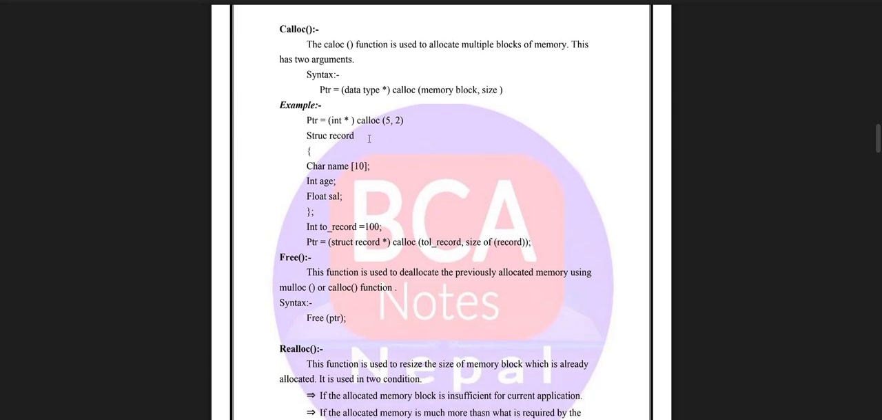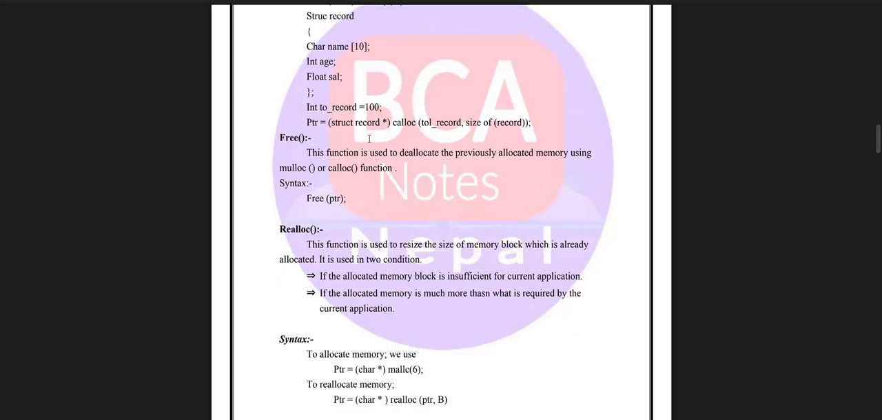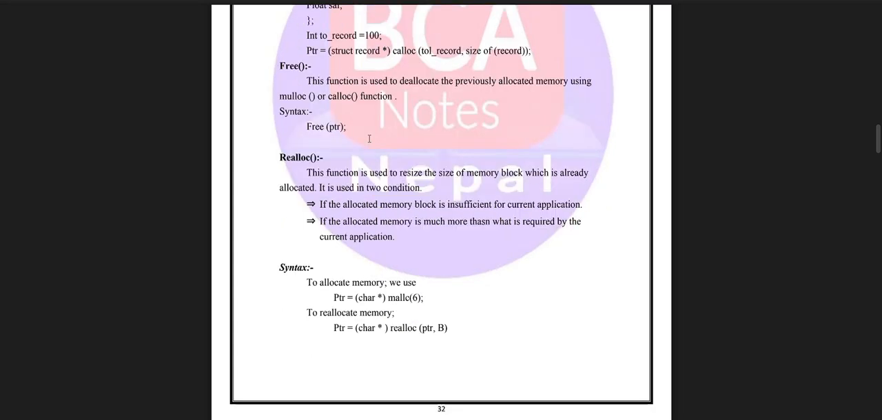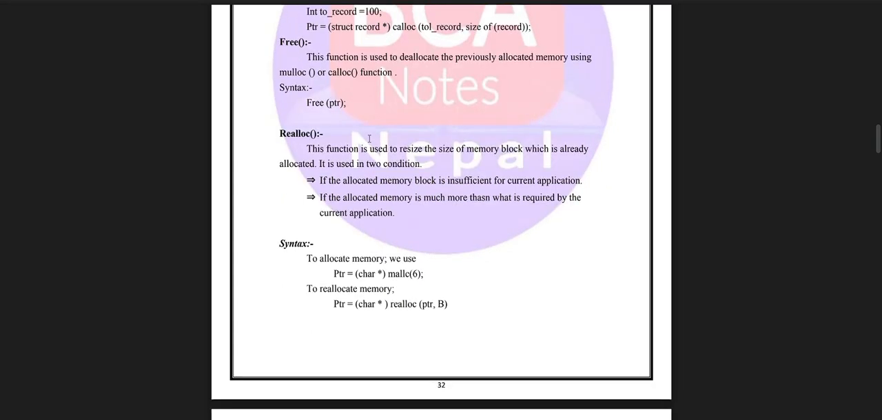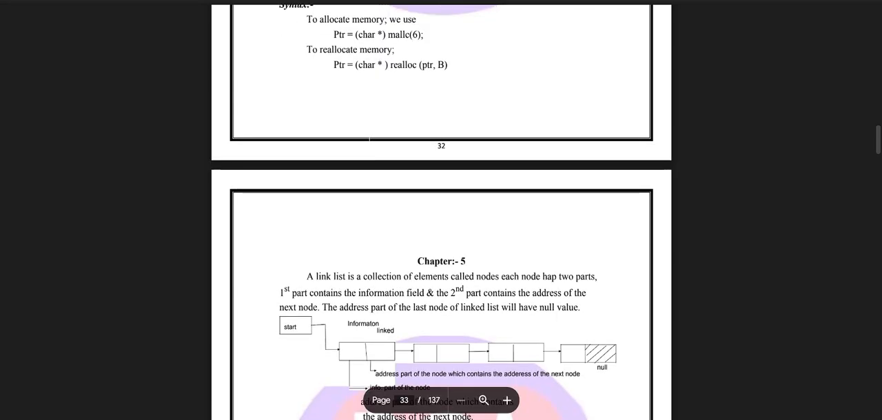The realloc function is used to resize a memory block which is already allocated. It is used in two conditions: if the allocated memory block is insufficient for the current application, or if the allocated memory is much more than what is required by the current application. To allocate the memory, we use ptr = (char *) malloc. To reallocate the memory, ptr = (char *) realloc(ptr, size).